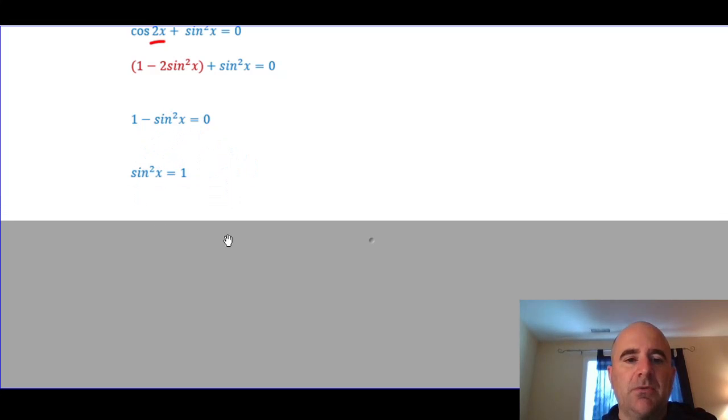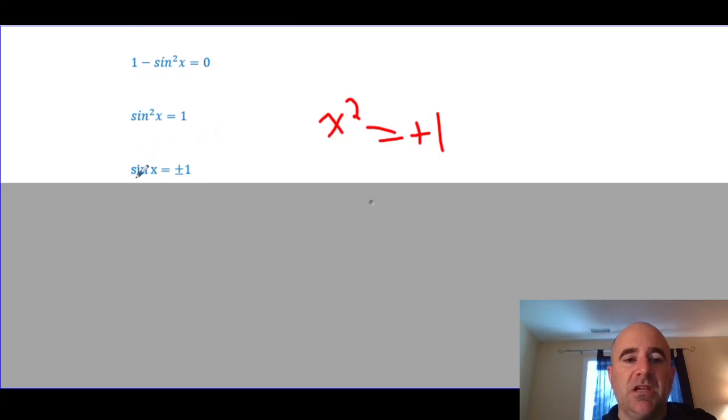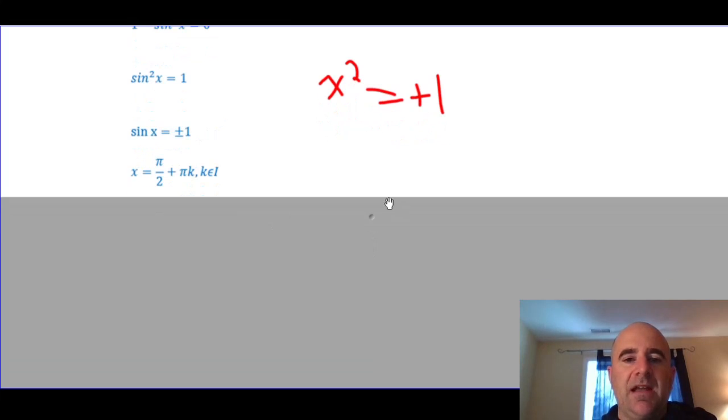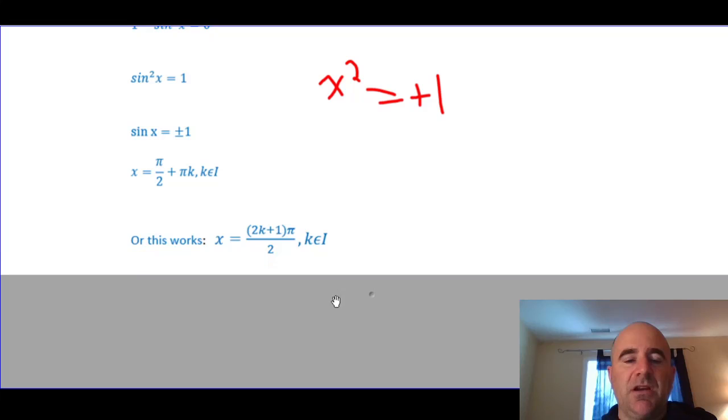Now, when we take the square root, be careful here. That means that sine x could be plus or minus 1. It's kind of the same idea as when you have x squared equals 1, you have two possible answers, either positive or -1. So here, sine x could be positive or -1. So let's think about when that happens, and we'll explain this answer right here.